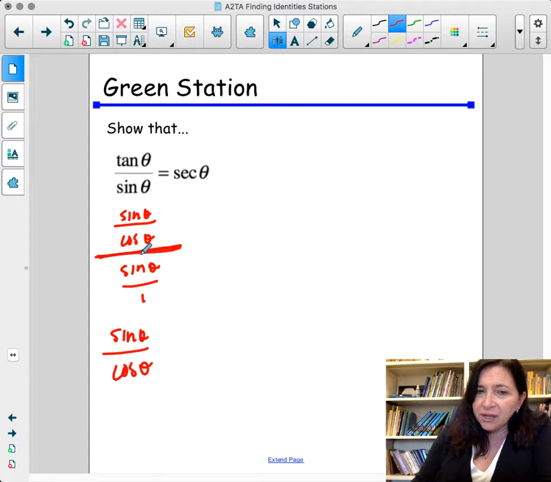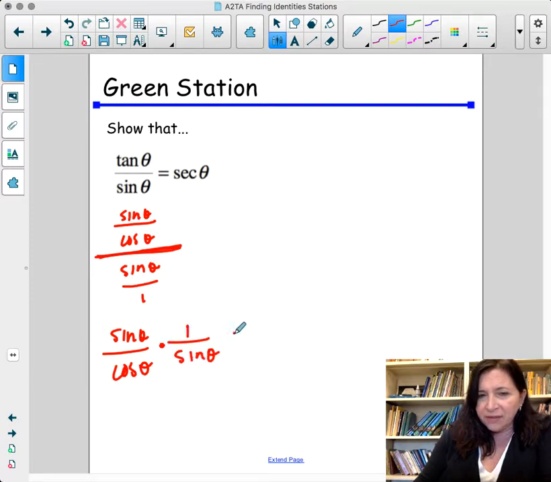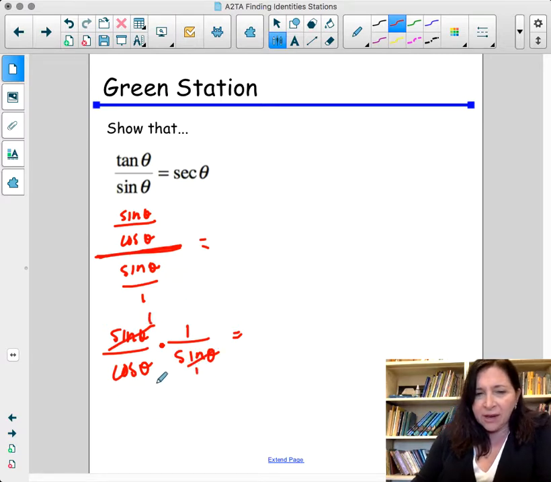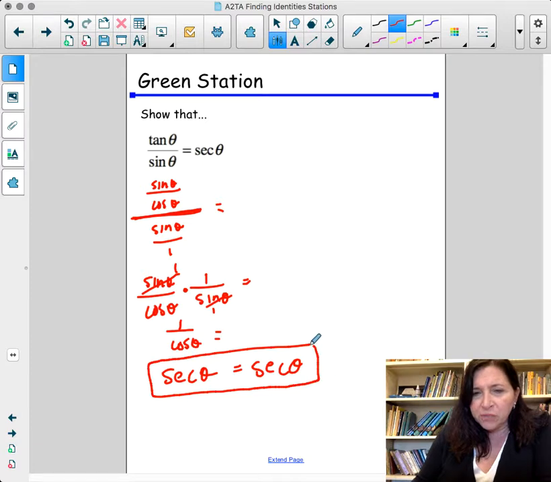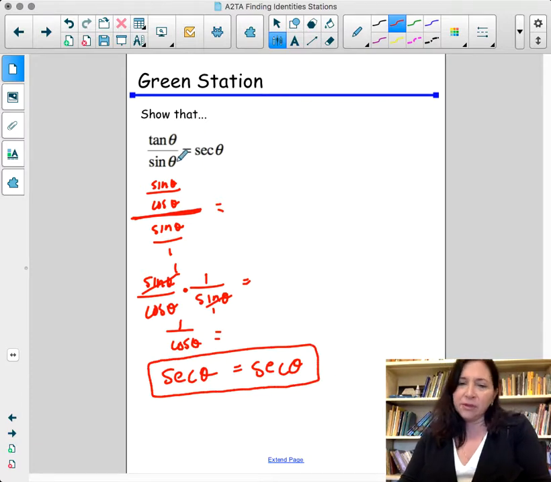Now division is the same as multiplying by the reciprocal. So I'm actually going to skip a step here and multiply by the reciprocal, which is 1 over sine of theta. Sine of thetas are going to cancel and make 1, and they're dividing out. And now I have 1 over cosine of theta. Now 1 over cosine of theta is actually secant of theta, and that's what I want to prove. So these are like mini proofs, and we're just proving the left identity is equal to the right side.